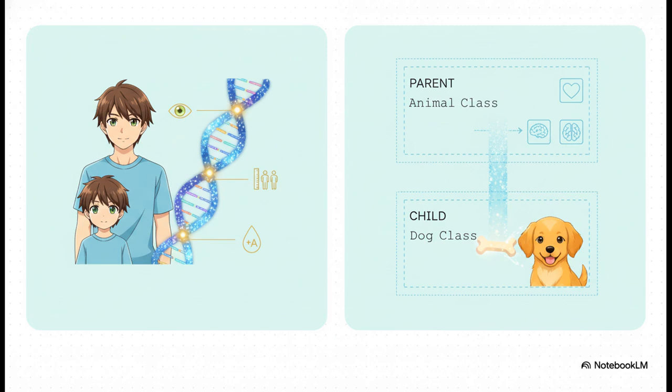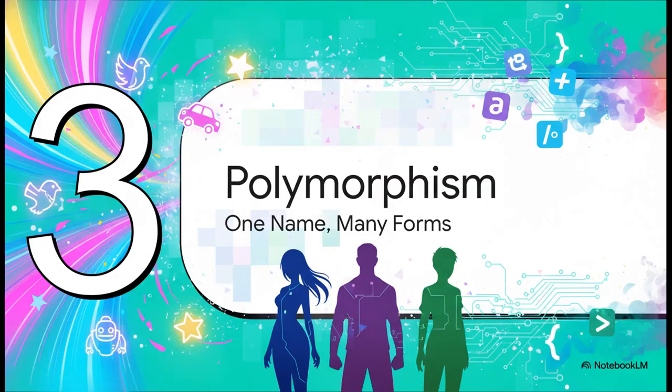You know, a perfect analogy for this is just simple genetics. A child inherits traits like eye color or height from their parents. Well, it works the same way in code. A child class inherits methods and data from its parent class. This keeps our code really efficient and, honestly, just a lot easier to understand. So, inheritance lets us build these families of related objects. But what happens when different members of the family need to do the same thing, but in their own unique way? This leads us to our third and maybe most powerful pillar, polymorphism.